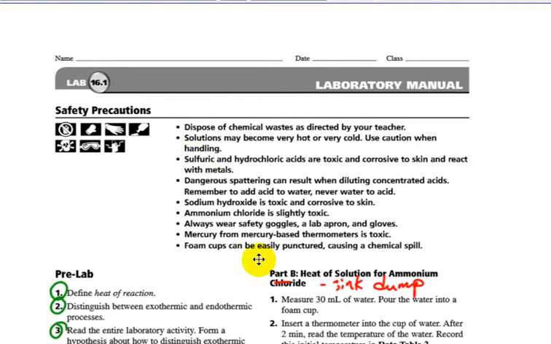Safety precautions, we'll go over that as we get into there. You for sure have to wear goggles because we are working with acids and bases. Likely gloves would be good to use as well, which I will have.